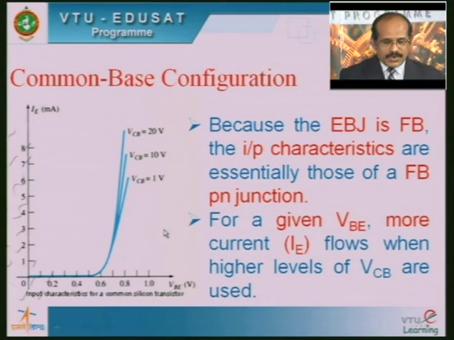So here you can see that for a constant, if you take one vertical line, for a fixed value of VBE, let us assume that the given VBE is 0.8 volts, so corresponding to this VBE, if you draw a line here.